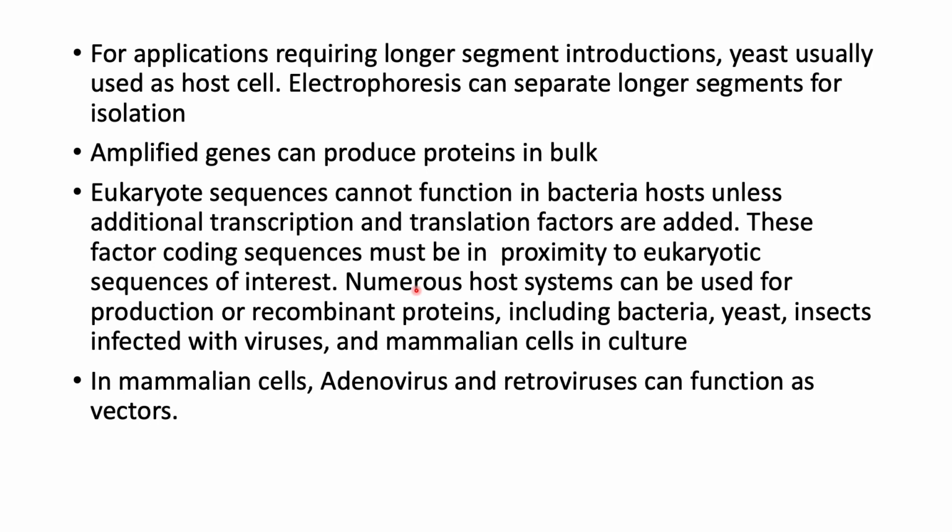You can use numerous host systems for the production or recombination of recombinant proteins. Use bacteria, yeast. You can even use insects infected with viruses and mammalian cells in culture. One element that's used commonly is to use adenovirus and retroviruses as vectors. These would be combined with DNA sequences of interest, and you can get mass amounts of product using that as the vector.